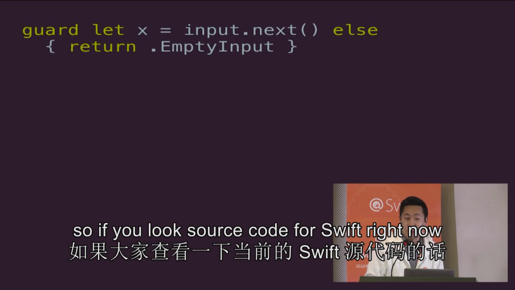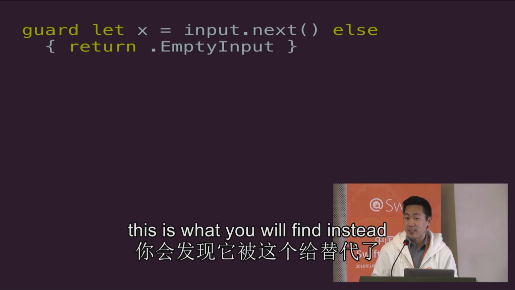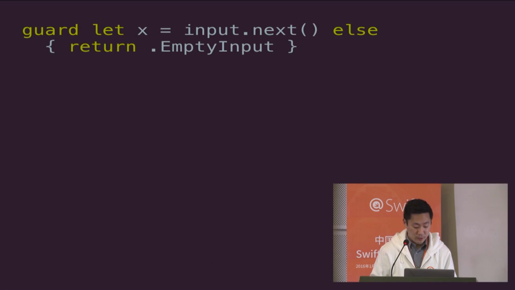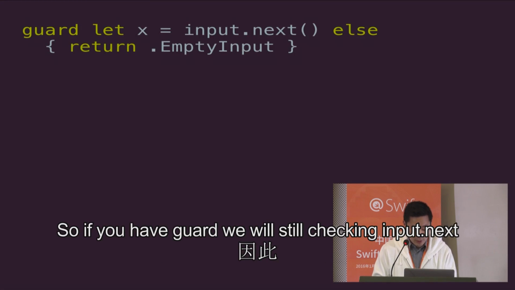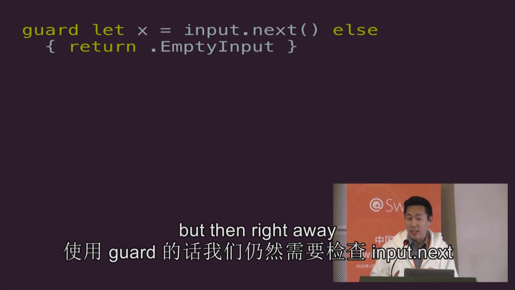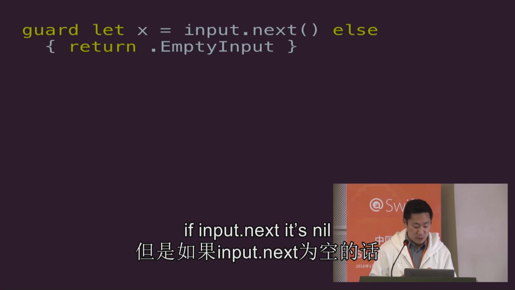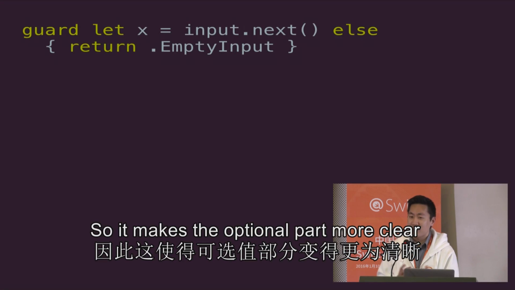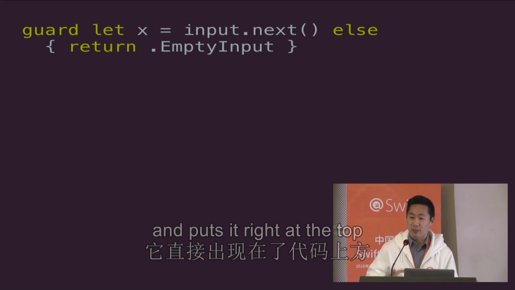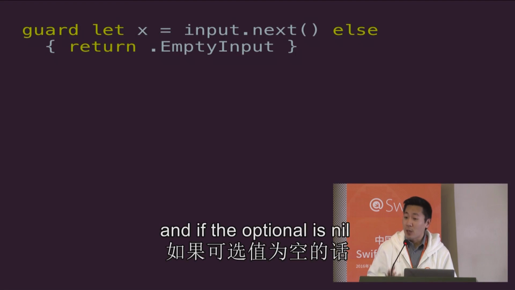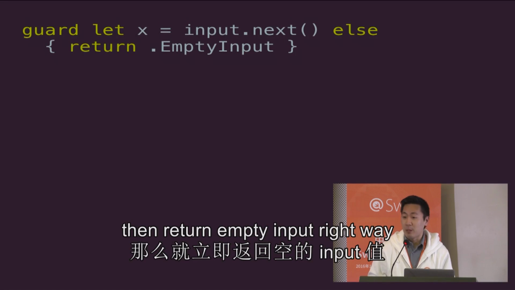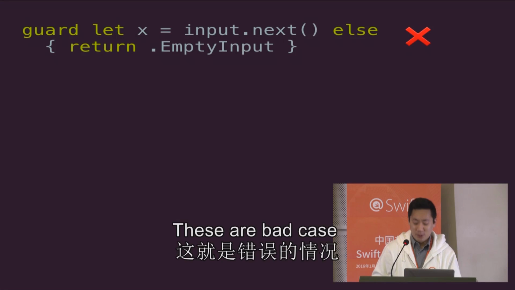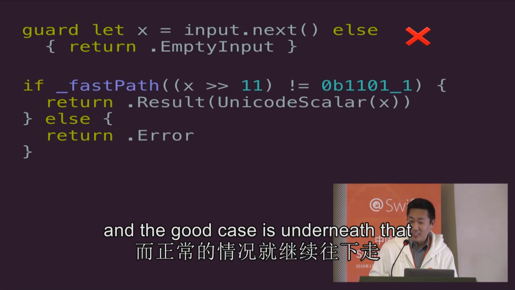If you look at the source code for Swift right now, this is what you'll find instead, and they've switched it over to use guard. So we've got guard, we're still checking input next, but then right away, if input next is nil, you can just return right away. So it makes the optional part more clear, and it puts it right at the top. And it says if the optional is nil, then return empty input right away. There's our bad case, and then the good case is underneath that.